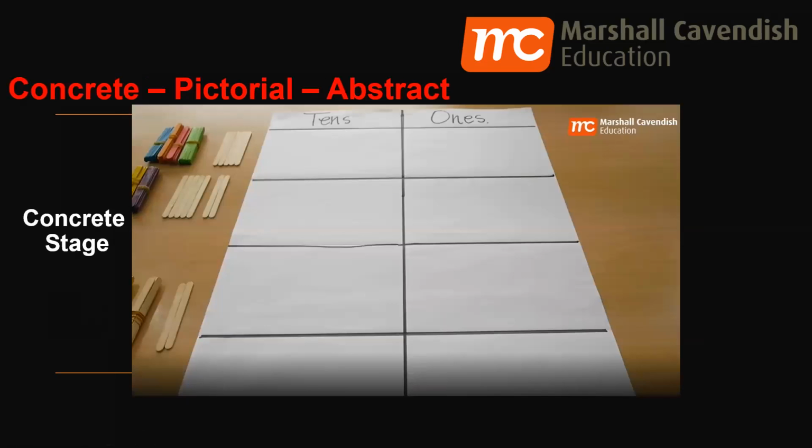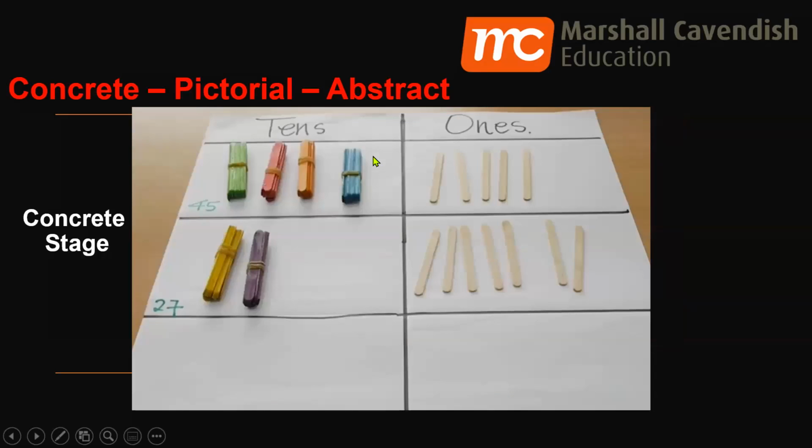Now, these are images taken from a video. I'm not playing the video today because we're given a short time. So what I did was I took snapshots of the video to show you. Now, these are the concrete materials that I use. Popsicle sticks. All right, so then what we have is we lay them. What I did here was to add 45 to 27.